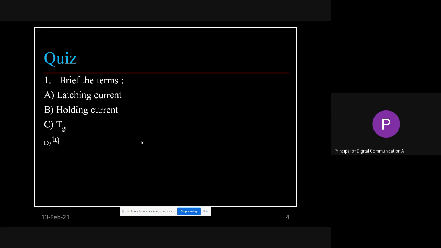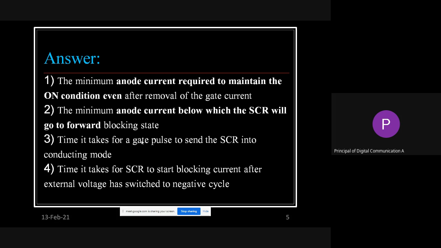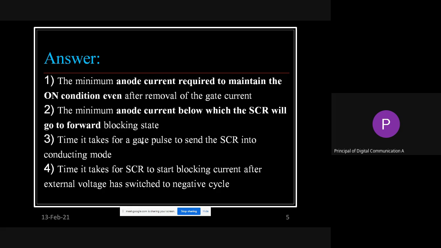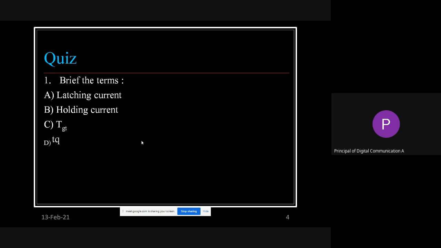The third one is the TGT, that is the gate timing. So what is this timing? The time it takes for a gate pulse to send the SCR into conduction mode. म्हणजे SCR कंडक्शन मोड मध्ये जाण्यासाठी जेवढा टाइम लागतोय गेट पल्स दिल्यानंतर, सो दॅट टाइम इट इज नथिंग बट द TGT.